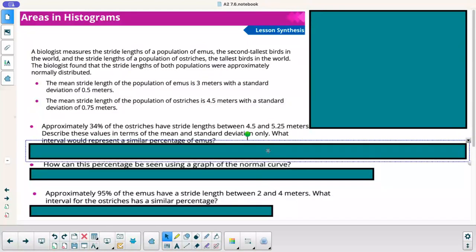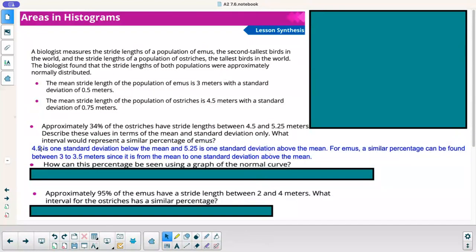So 4.5 is one standard deviation below the mean, and 5.25 is one standard deviation above the mean. For emus, a similar percentage can be found between 3 to 3.5 meters, since it is the mean to one standard deviation above and below.